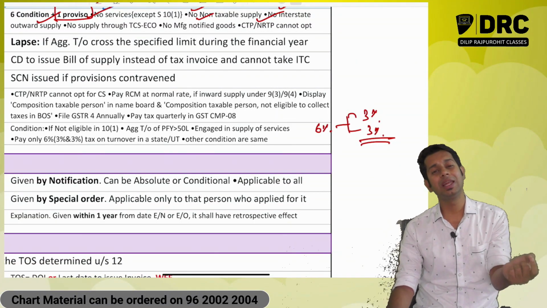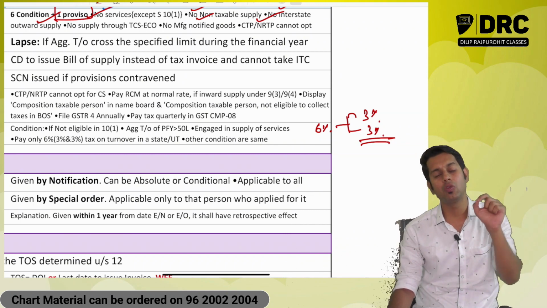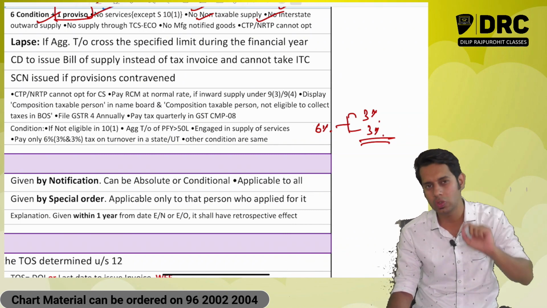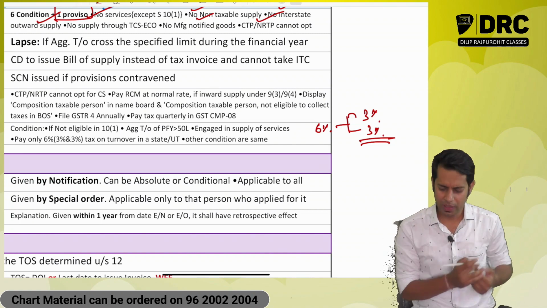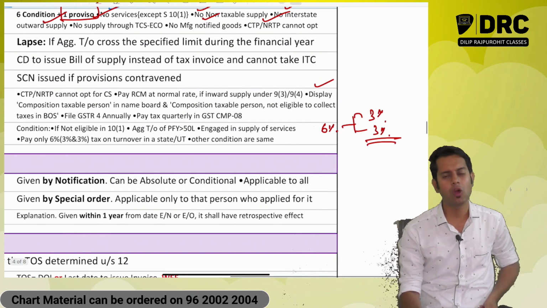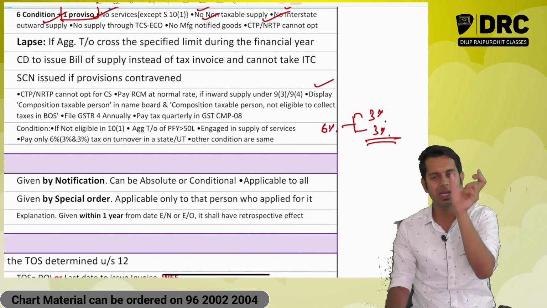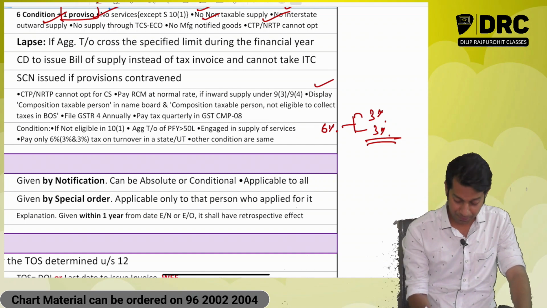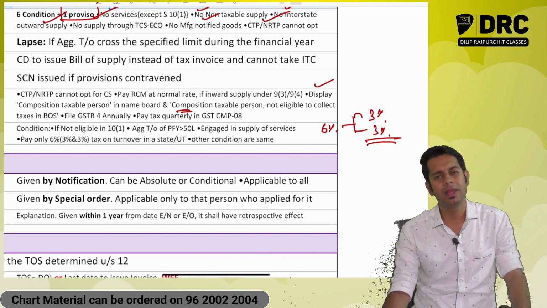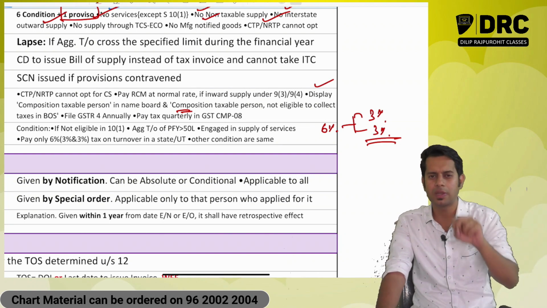If a composition dealer is taking any services which are taxable under 9.3 and 9.4, then he will have to pay taxes at normal rate for those goods or services. Meaning, for all the inward supply liable to reverse charge, he has to pay the taxes at regular rates only. Then a composition dealer will have to display "composition taxable person" on the notice board and the sign board displayed at his business premises, and he'll also have to display "composition taxable person not eligible to collect the taxes" on the bill of supply which will be issued by him.